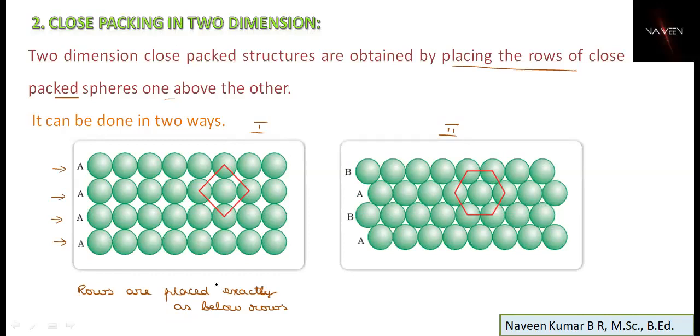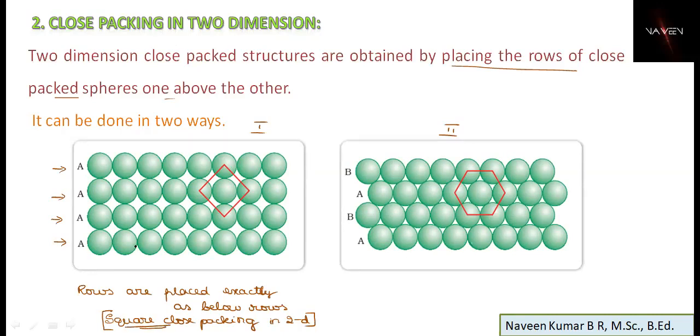So this kind of arrangement is called square close packing in two-dimensional arrangement. Square close packing in two-dimensional arrangement. Why is it called square close packing? Now we'll try to understand with the explanation.